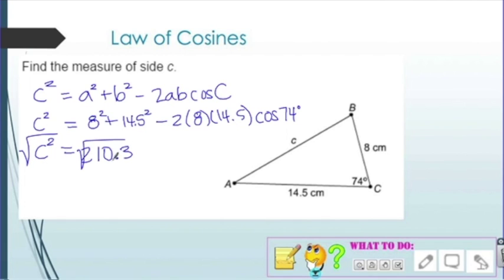And then when I take the square root of each side, I'm going to get that c is approximately 14.5.